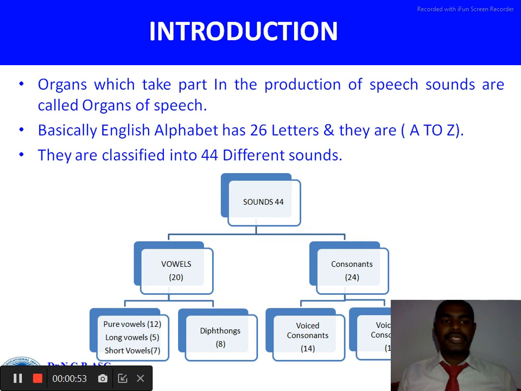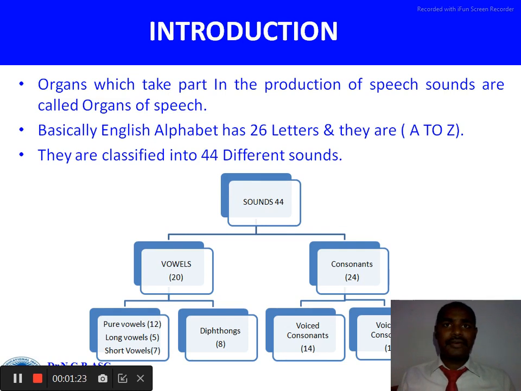An introduction. The organs which take part in the production of speech sounds are called organs of speech. So basically in the English alphabet there are 26 letters, called A, B, C up to Z. They are classified into 44 different sounds. These 44 different sounds can be classified into two types. The first one is vowels and consonants.